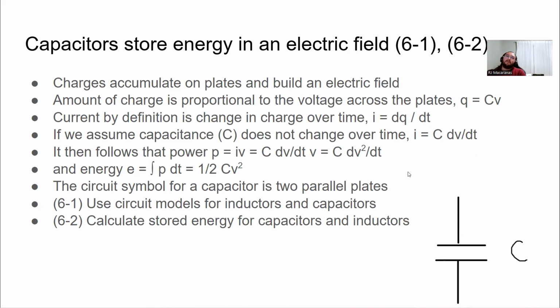voltage over time. And so from this, you can figure out the power, which again, by definition, is just the current times voltage always. You find that to be C dV by dt, which is the current that we just figured out here times V. And so that's just C V dV by dt.